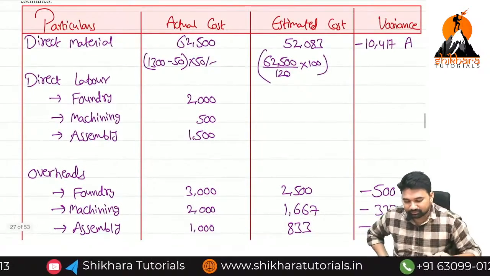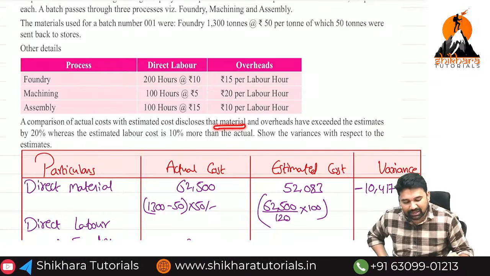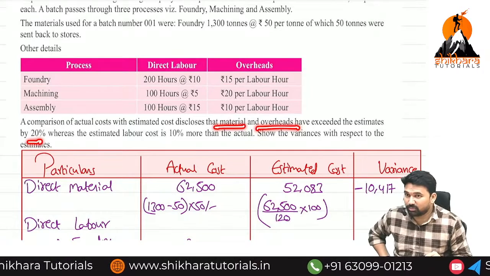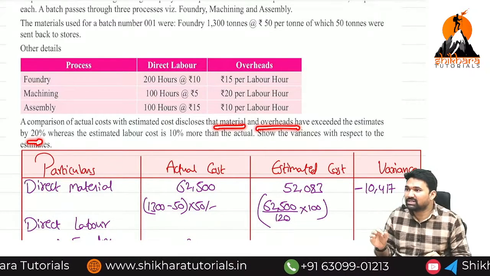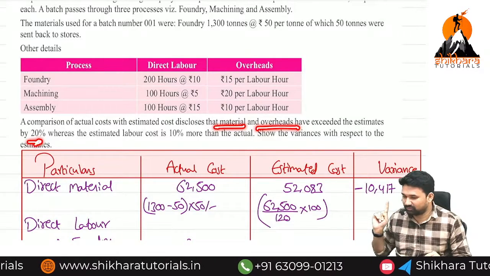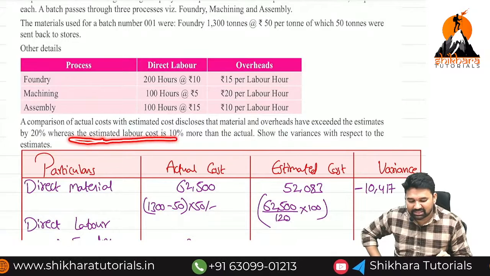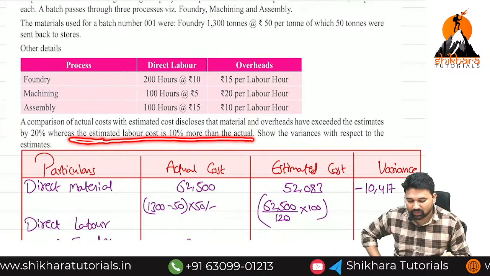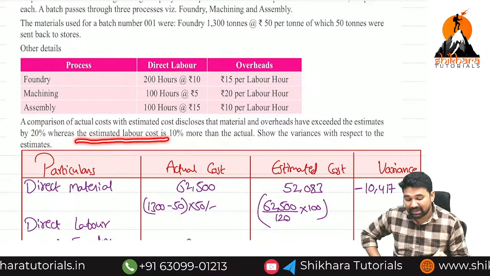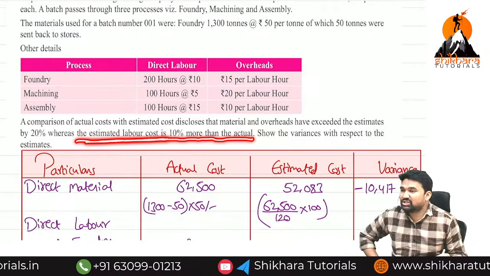Listen carefully. This is the relation between material and overheads. 20% is the relation. But there is another point. Your real knowledge is exposed now. Listen carefully, everybody should follow. The estimated labor cost is 10% more than the actual.